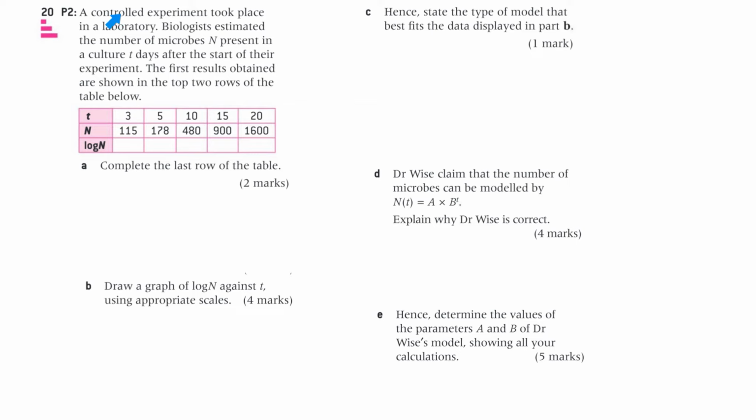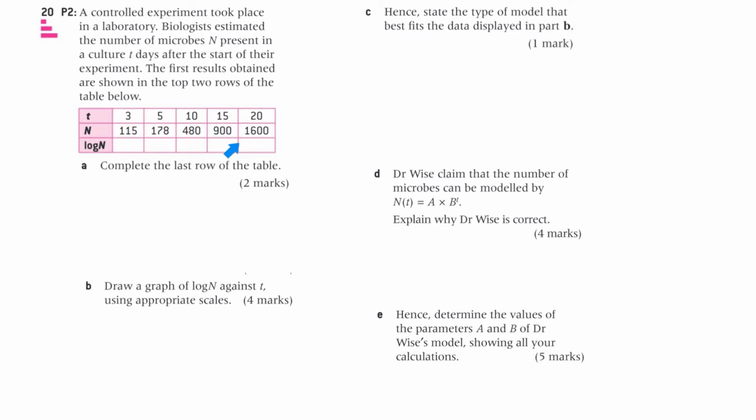Question 20, paper 2 question. A controlled experiment took place in a laboratory. Biologists estimated the number of microbes N present in a culture T days after the start of their experiment. The first results obtained are shown in the top 2 rows of the table below. T there is in days, that should be written in the table really, and N is the number of microbes. It's increasing there.